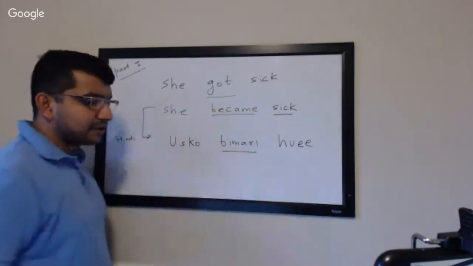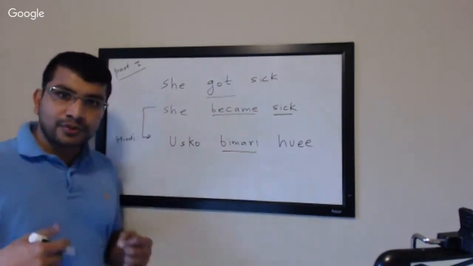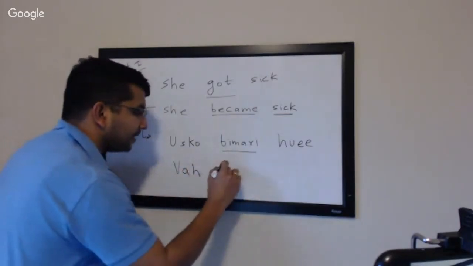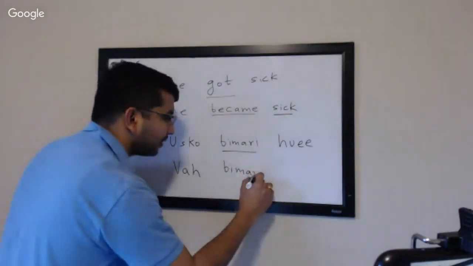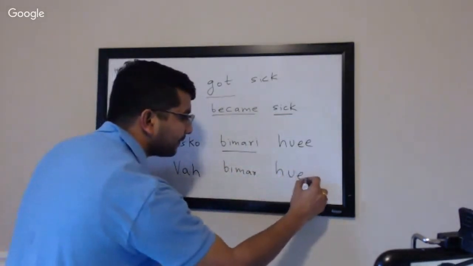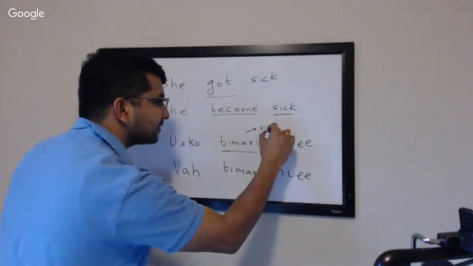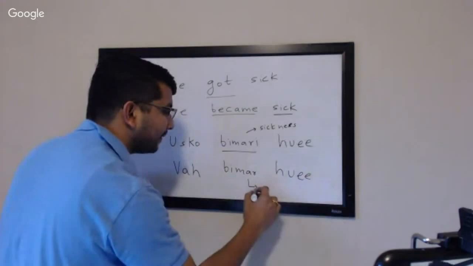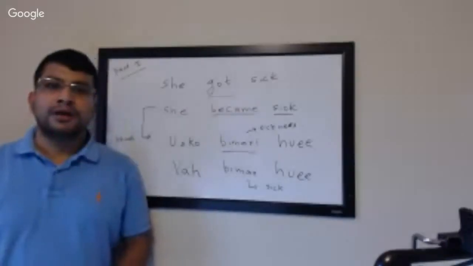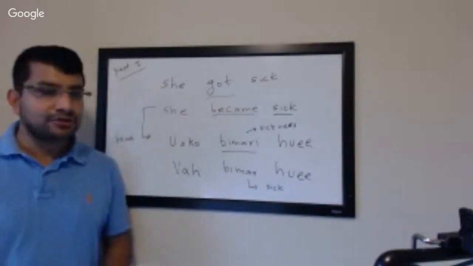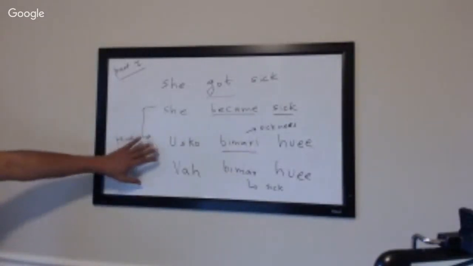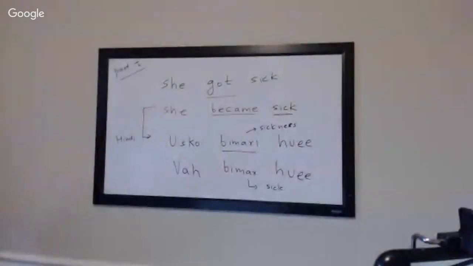But if you don't want to use it in the way of sickness, and you simply want to say sick, then you will say वह बीमार हुई. So this one is sickness, and this one is sick. It's the same as khush versus khushi, happy versus happiness, right? So sad versus sadness. That's the difference. Just to be clear, both of them are grammatically correct. You can use either.